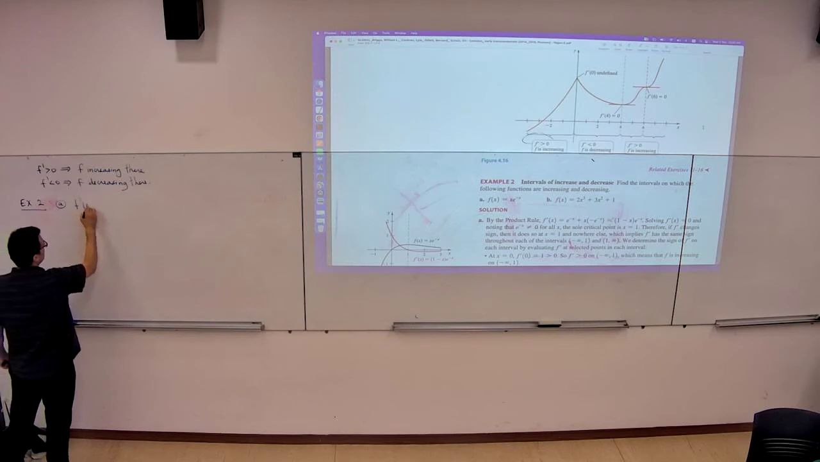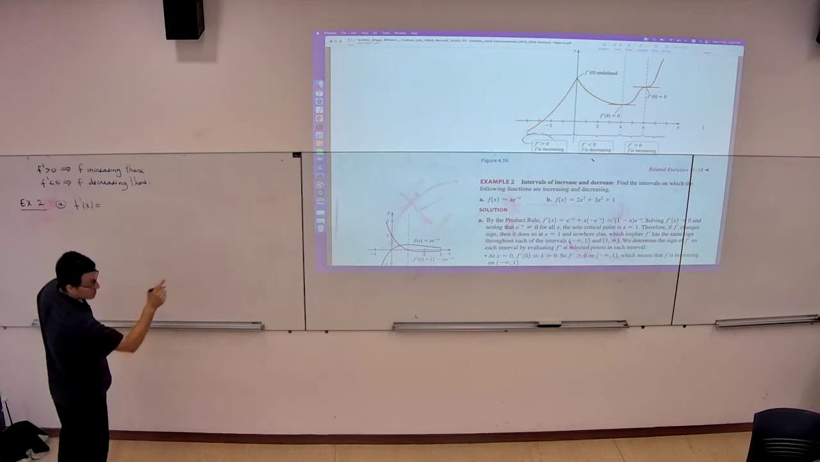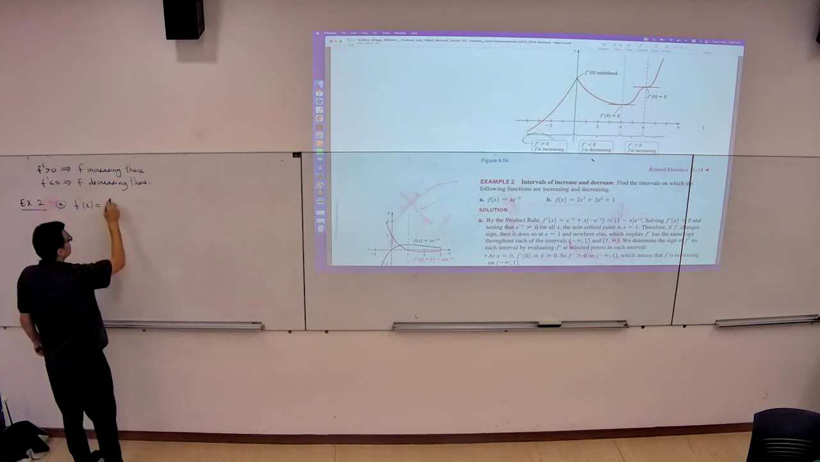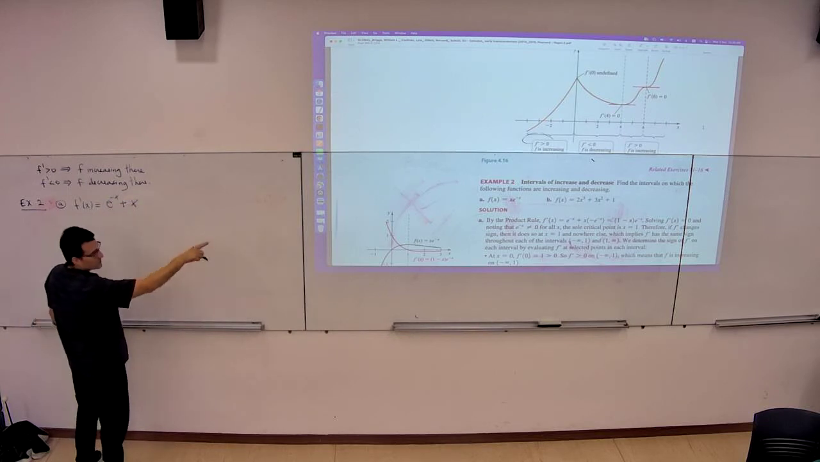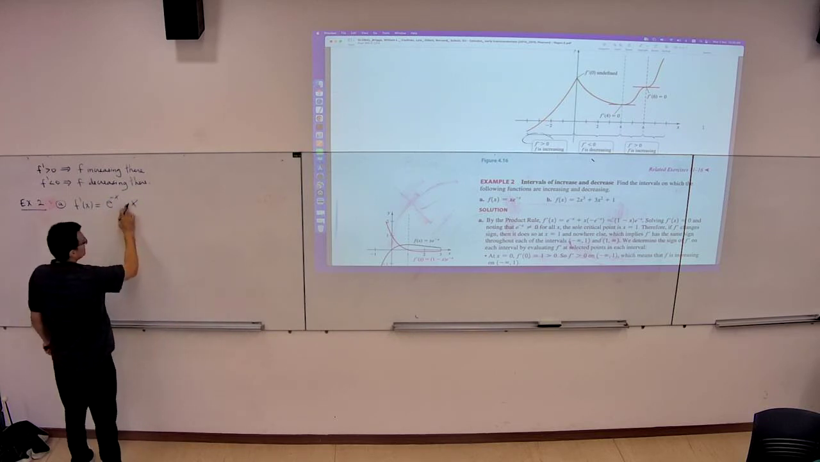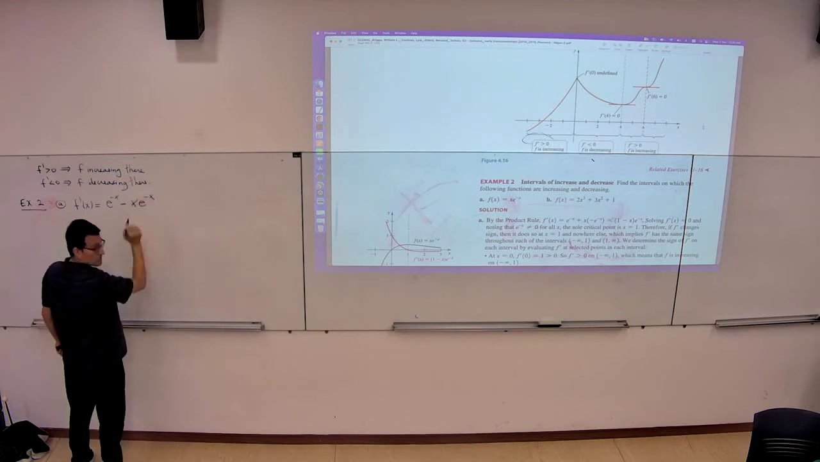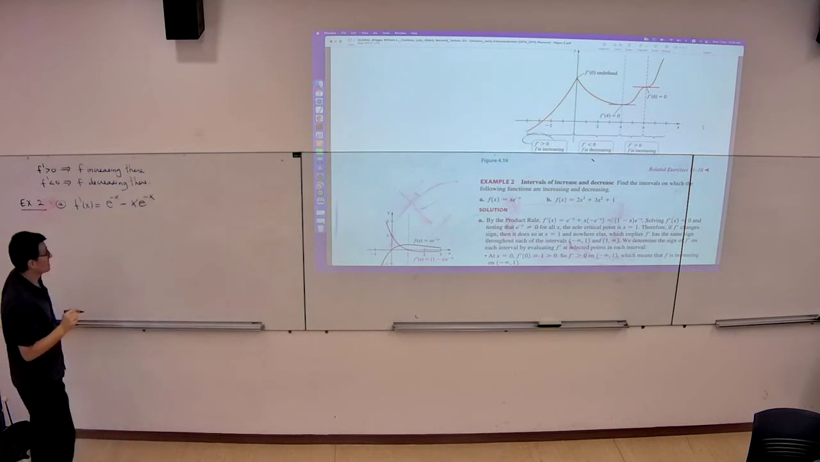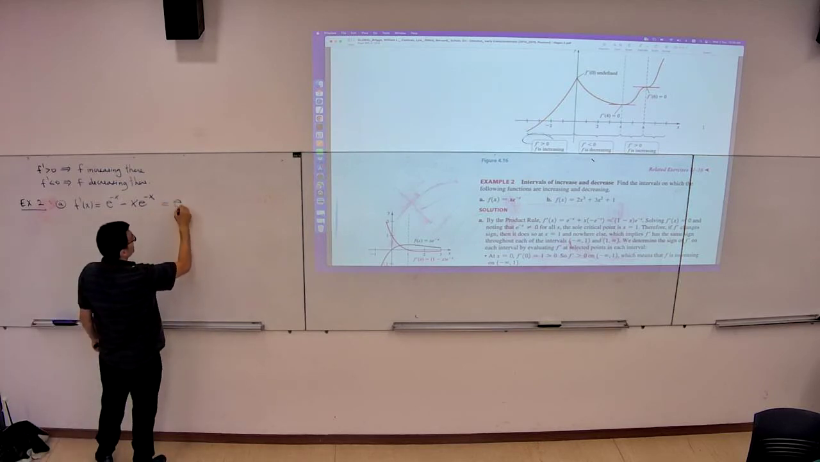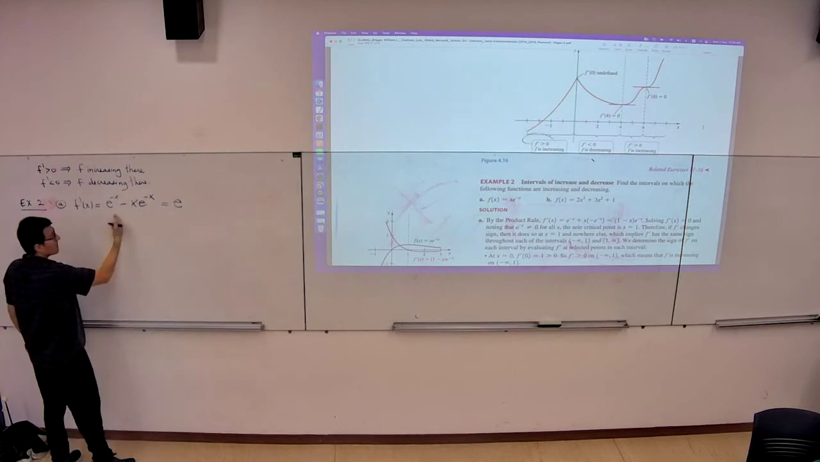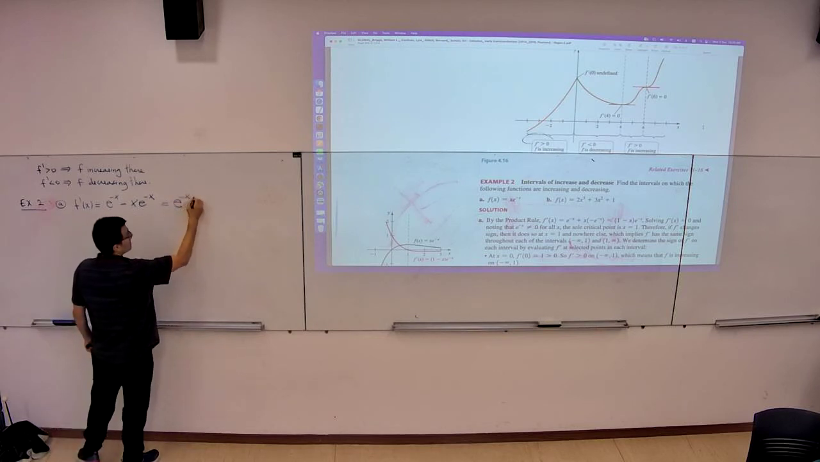Let's compute f prime of x. Product rule: you have exponential of negative x plus x times the derivative of exponential of negative x. This is negative exponential of negative x. Okay? So that's your derivative. Now look, if you factor out the exponential of negative x, you get 1 minus x.